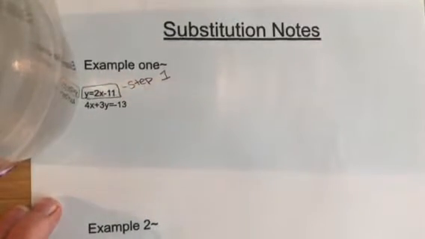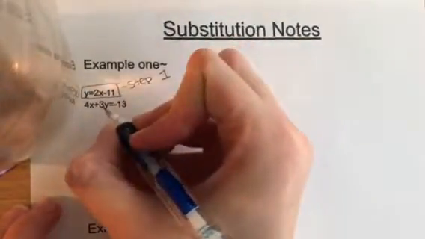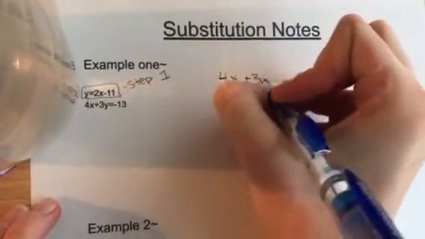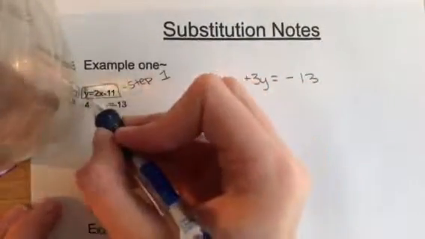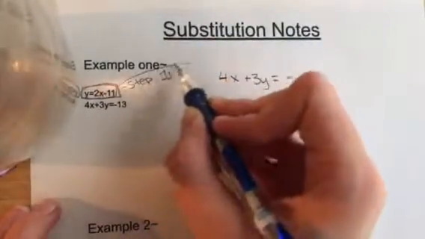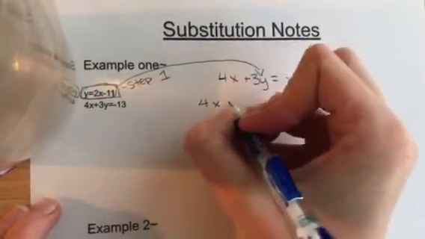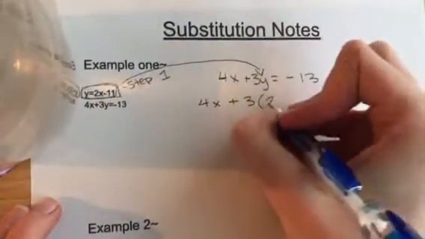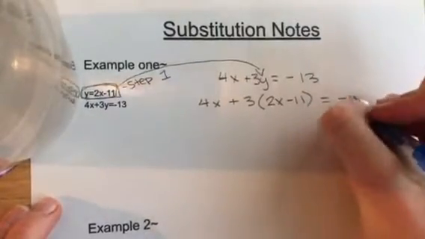So step 2, substitute the expression from that equation into the other equation and solve. So basically, we're going to take this and plug it in here. So 4x plus 3y equals negative 13. Now we're going to take this y and plug it in here. So now 4x plus 3, and the y here is 2x minus 11 equals negative 13.